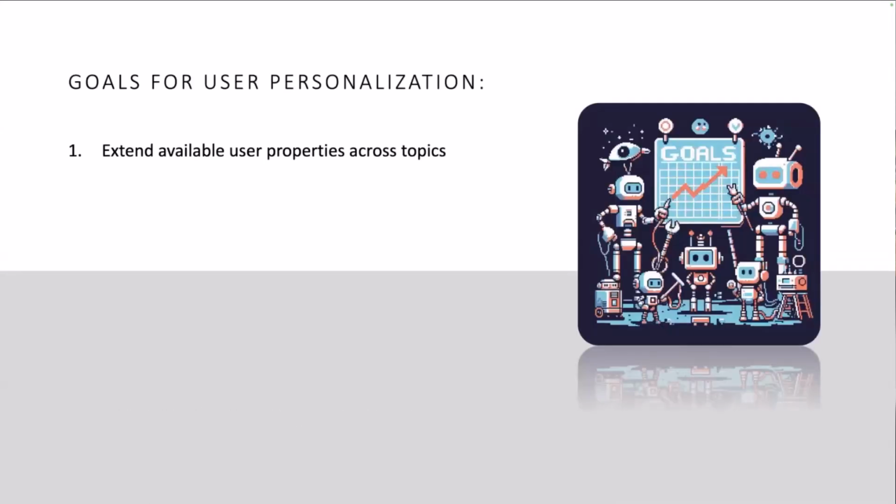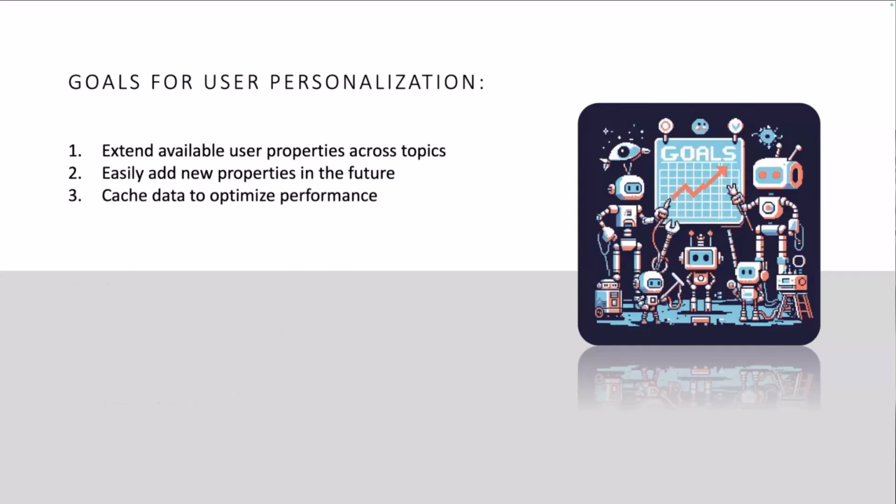So our goals and what we're going to look at quickly today, one, we want to extend those available user properties across topics so that we can use them wherever and whenever we need to. Two, we want to be able to add new properties in the future. So the idea is that right now we're going to pull in four new properties, but what if there are other things that we want to pull in later? The idea is it should be flexible. And then last but not least, we don't want to go get these properties more than we need to. So this idea of caching and not having to, every time someone is referencing one, we go get it, right? So we want to keep it.